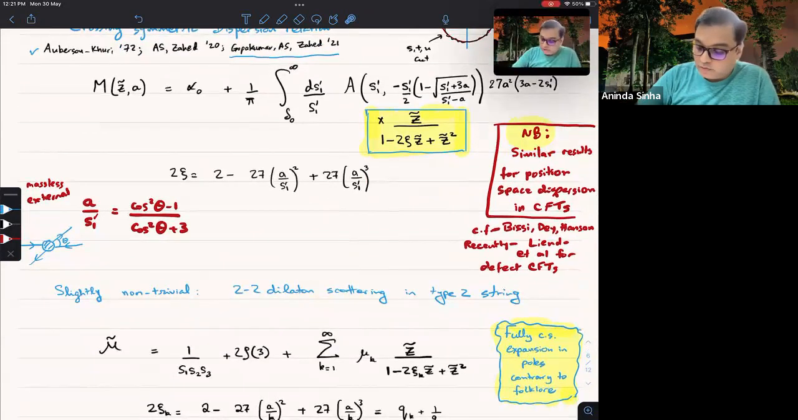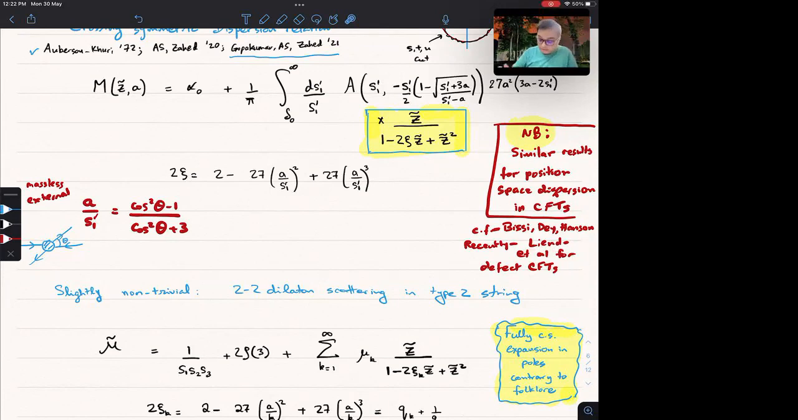The one thing is that this kernel, which is going to play a major role, you get similar results for position space dispersion relations as well in conformal field theories. This is something that I have been looking at with IISc recently, and in fact, the property of this particular kernel is exactly what appears for the dispersion relation in defect CFTs, which was recently written down by Liendo and collaborators.